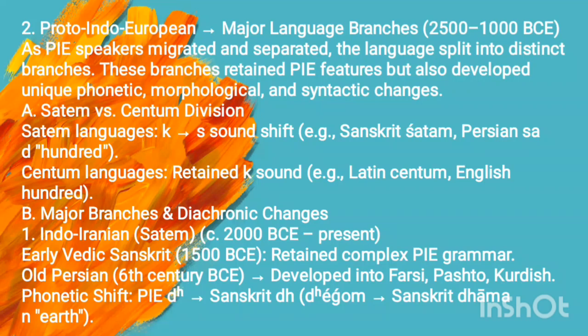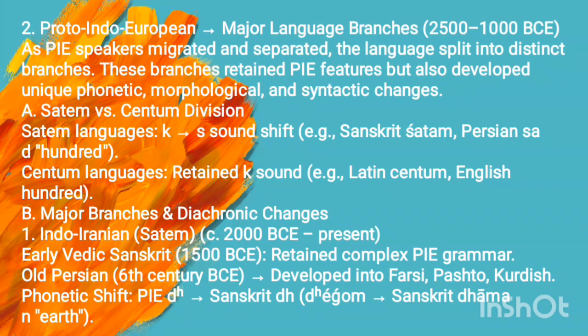Let's see the major Proto-Indo-European language branches. It starts from 2500 to 1000 BCE. As PIE speakers migrated, the language split into distinct branches. First one is the Satem versus Centum divisions. Satem languages shifted the K sound to an S sound. For example, Sanskrit satam, Persian sad, meaning 100. Next, Centum languages retained the K sound: Latin centum, English hundred.